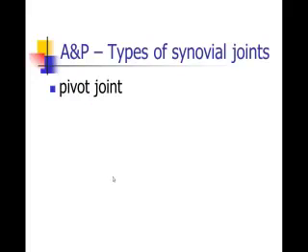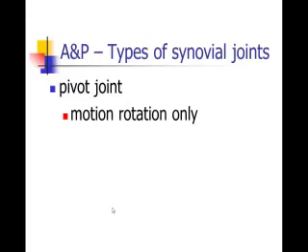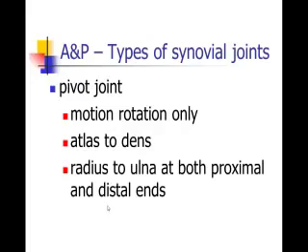Next we have pivot joints. Pivot joints are going to allow for rotation, and that's the only motion that you really get. We have several pivot joints. One would be the atlas to the dens. It allows for rotation of the atlas around the dens. One would be the radius to the ulna, both at the proximal and at the distal end. So there's actually two pivot joints in the forearm.